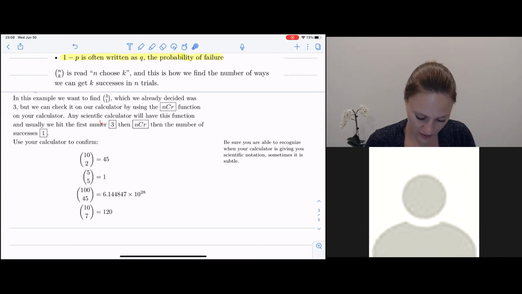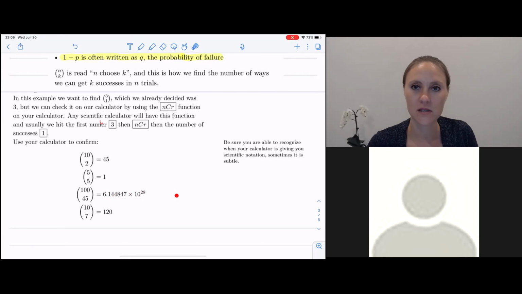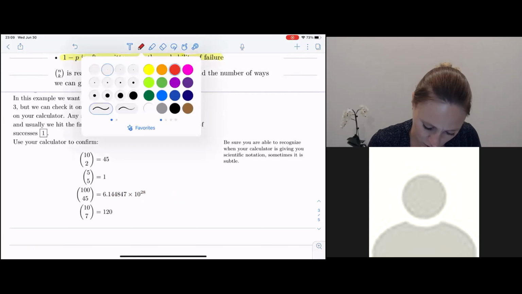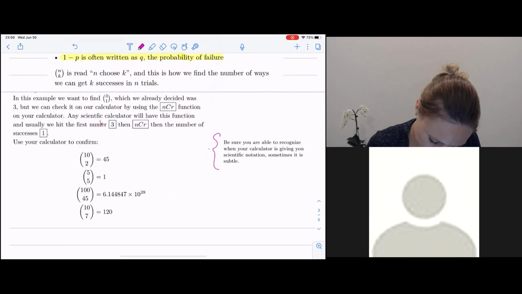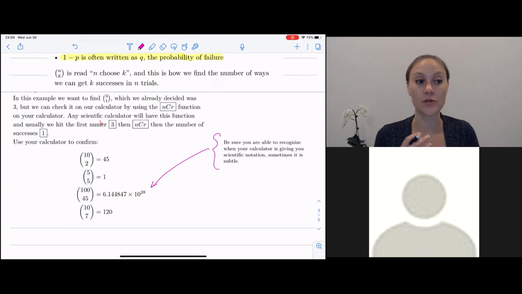But for example, this 100 choose 45 is going to yield some scientific notation because it's a huge, huge number. 10 to the power of 28. So you have to move this decimal 28 bumps to the right. It's massive. But as a test, that's the one that you can use to make sure that you are able to recognize when you get scientific notation.